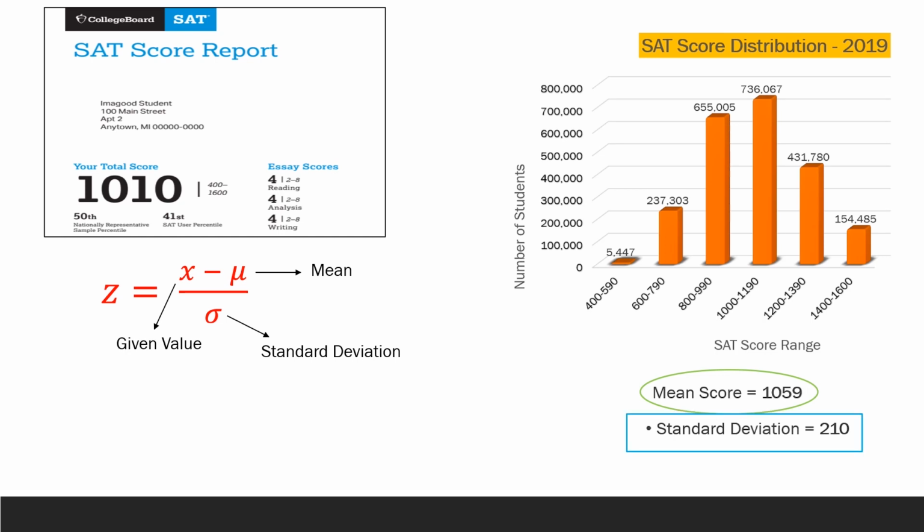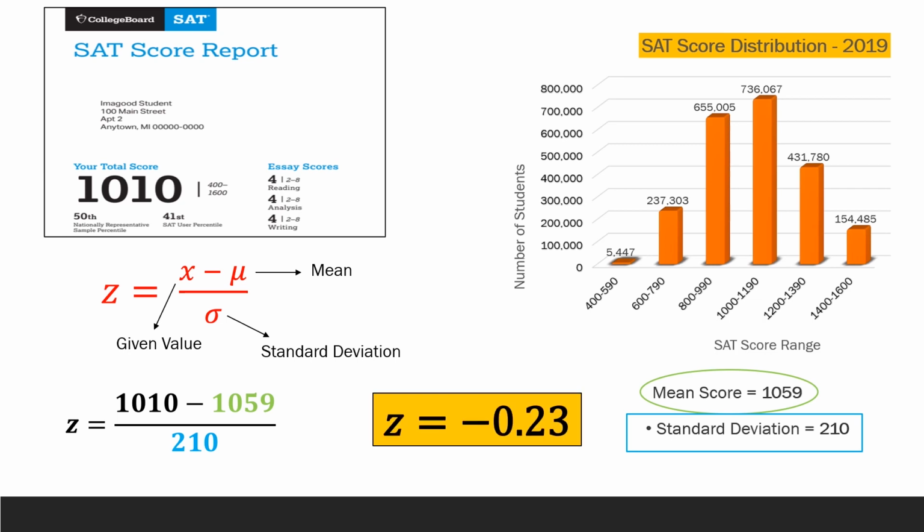standard deviation of 210. Plugging in these numbers in our z-score formula, we get the z-score equals 1010 minus 1059 over 210. And this gives us a final z-score of negative 0.23. Since this z-score is a negative value, we know that this data point lies 0.23 standard deviations to the left of the mean. Now we're just one step away from finding out our percentile.